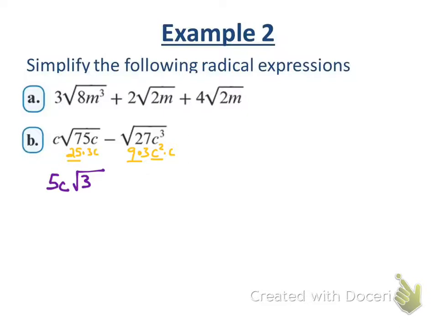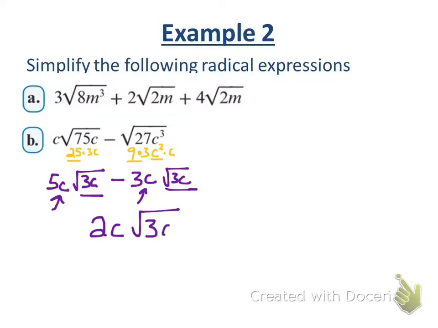Okay, and then the second term here, we can bring out the 9 as a 3, and that's a c, and then what's left inside is also a 3c. Oh, there's a minus. I thought that was a plus. And now, because the two radicals are like, and the outside parts are like, 5c minus 3c is 2c times the square root of 3c.